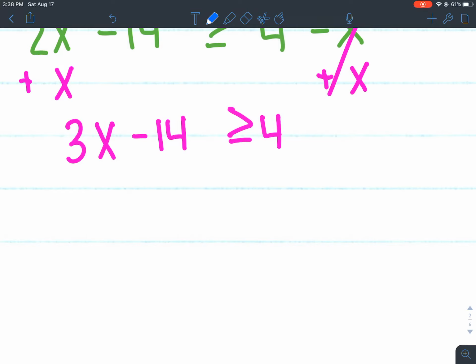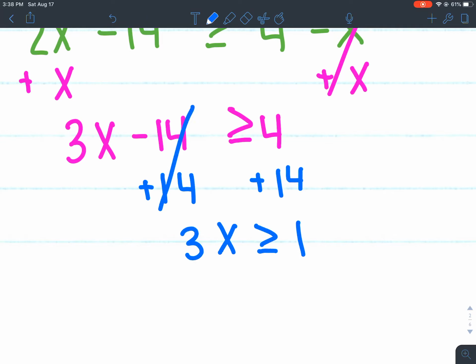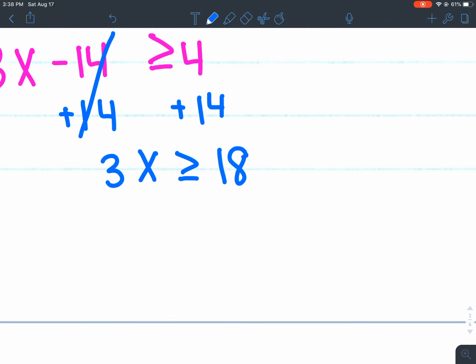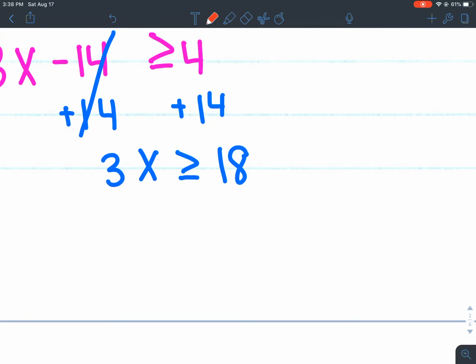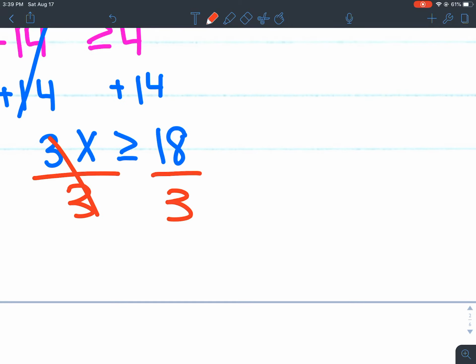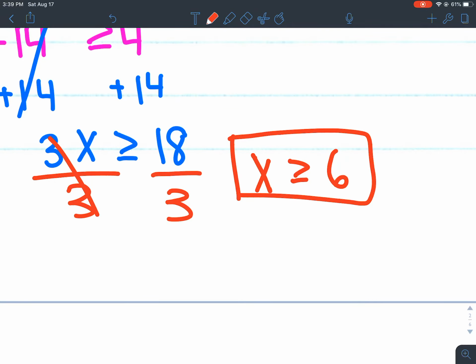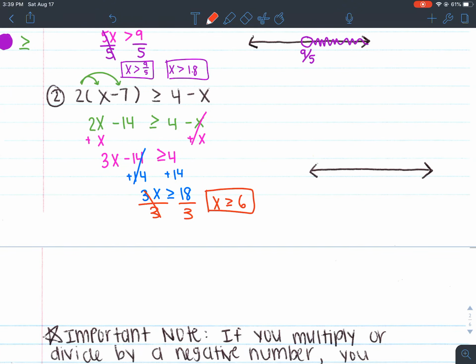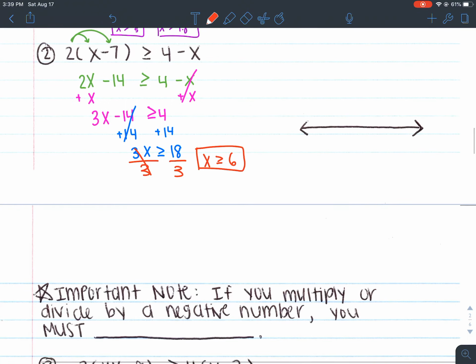Now I have 3x minus 14 is greater than or equal to 4, so now I'm going to add 14 to both sides. And that's going to give me 18. And then my last step here, I'm going to get x alone by dividing by 3. So then I have x is greater than or equal to 6. So this one was a whole number. So the last problem, we didn't have a whole number, but that might be the case sometimes, right?